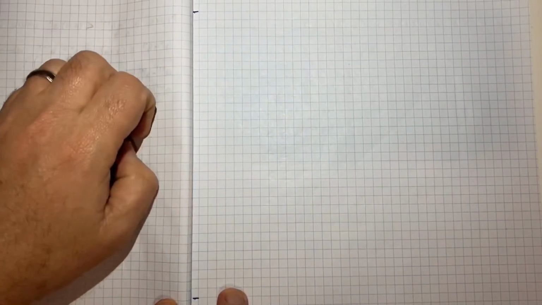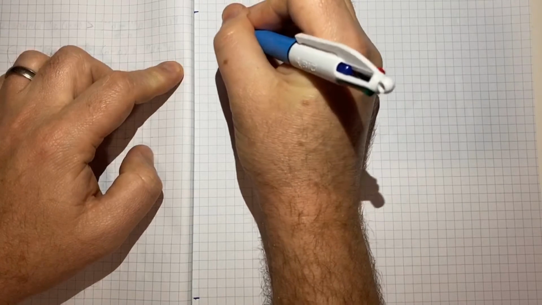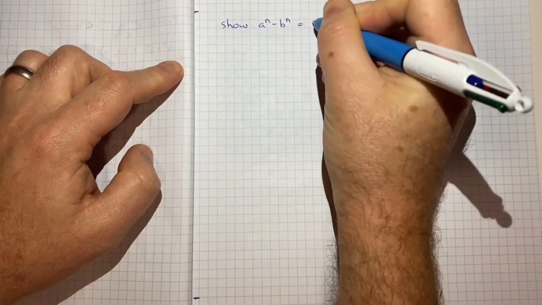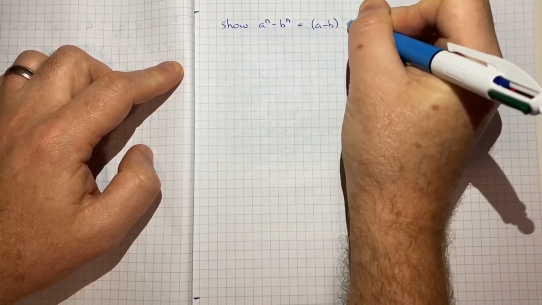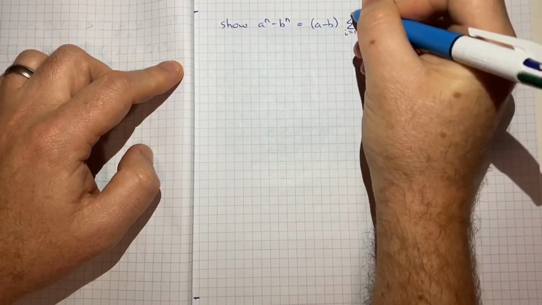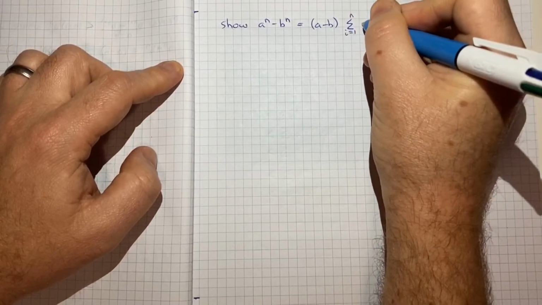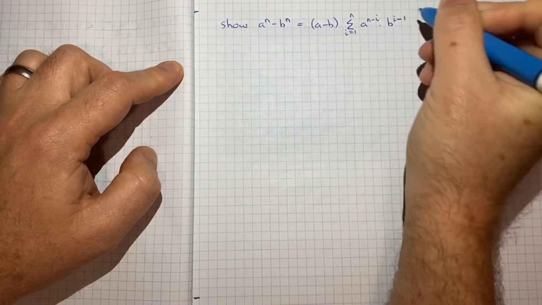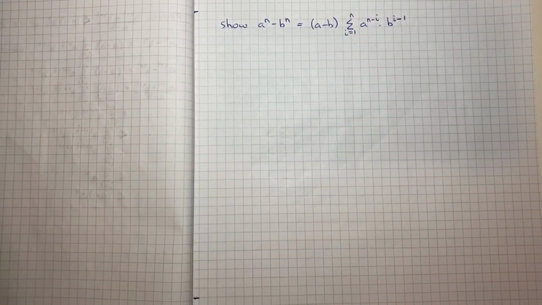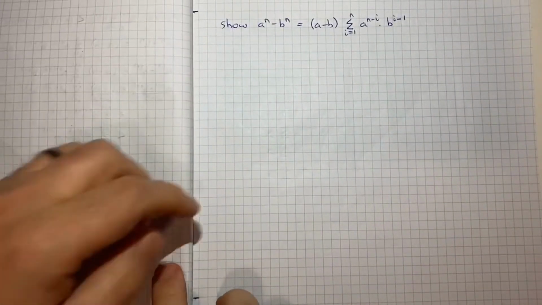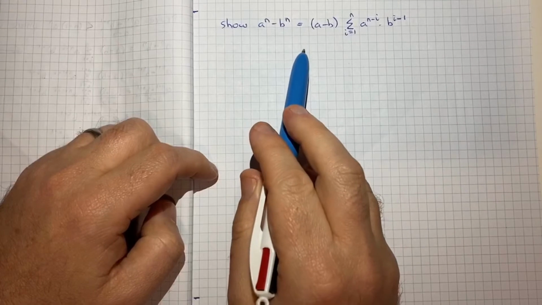So if I just come to a new page, what we want to do is show that a to the n minus b to the n is equal to a minus b times the sum from i equals 1 to n of a to the n minus i times b to the i minus 1. That is what we relied upon when starting off our proof. So now let's just hone in on that and try and prove that.